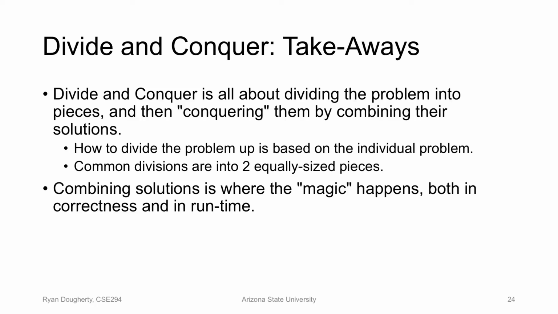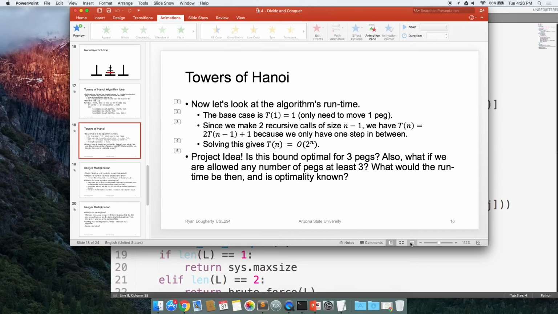Combining solutions is where the magic happens, right? How much time you actually spend in combining solutions will determine the asymptotic runtime in general, but also the correctness, right? Because we can just recursively call ourselves, but we actually don't do anything. The magic is how you combine the solution. Like for merge sort, you divide the list into two pieces multiple times, but the magic is doing the merges at the end, right? All right. So any questions on that?